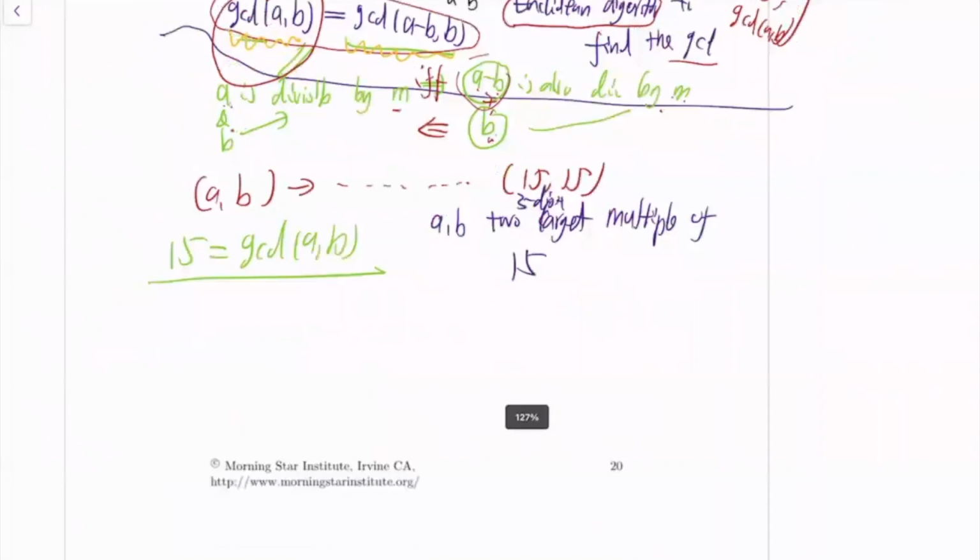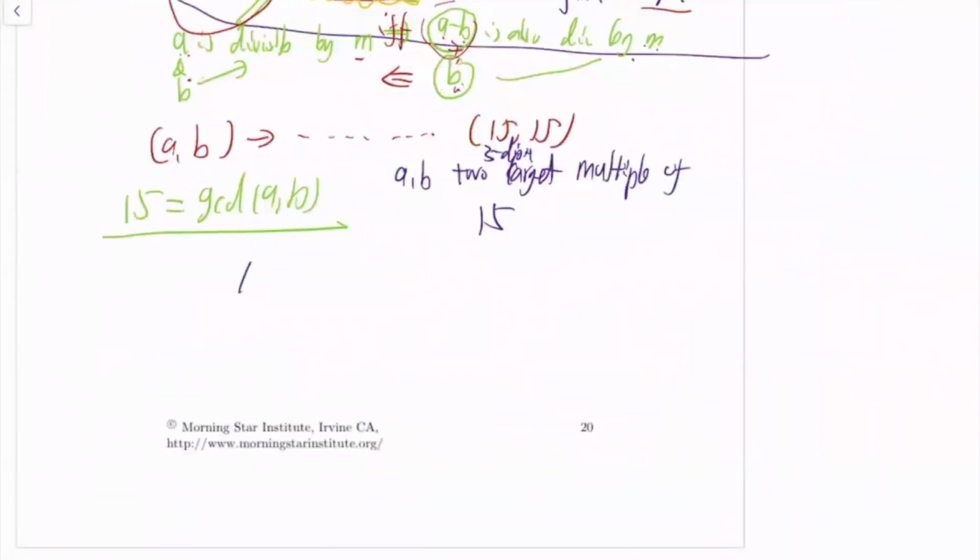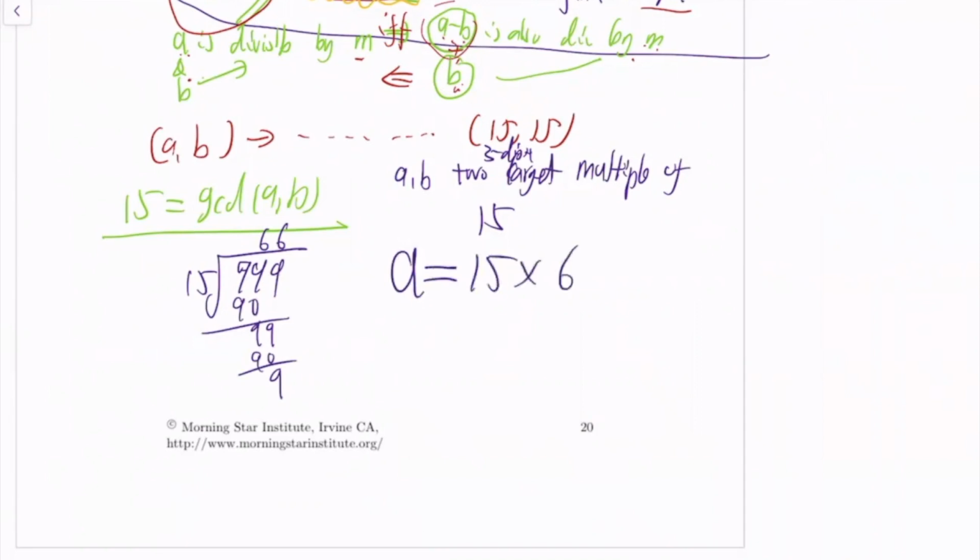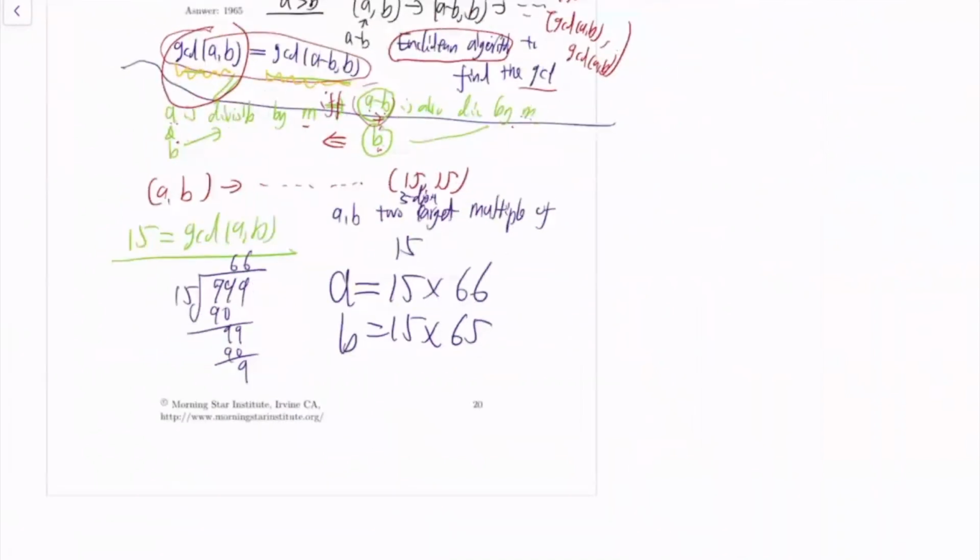We can easily find this, because if I do 999 divided by 15, what do we get? 66, 66.6, so 66 times 15 is 990. So the larger one, A, will just be 15 times 66, and B will be the one right before it, 15 times 65. You can obviously see that the GCD of A and B will just be 15. Eventually it just goes to 15.